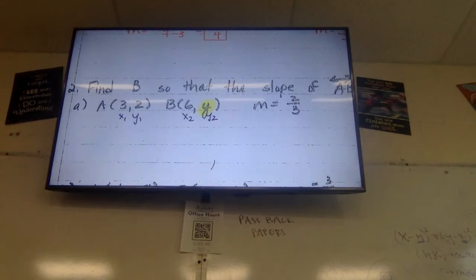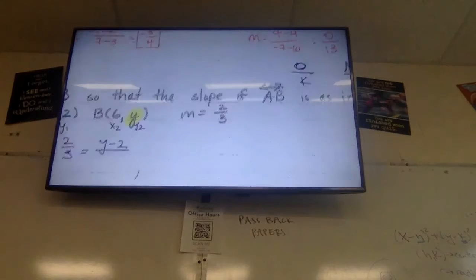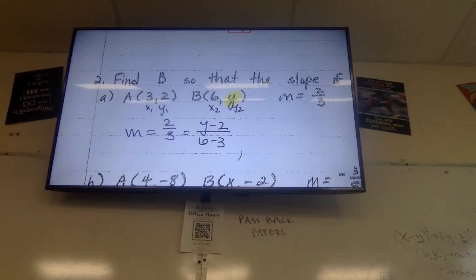Instead of saying m equals, I can say m equals 2/3, and that's the same thing as my slope equation that I'm going to write. y2 minus y1, so y minus 2, over x2 minus x1, which is 6 minus 3. Now I'm going to take this equation and solve it. One step I want to do before I do anything too crazy is just simplify. The denominator of the right side can be simplified. So I'm going to think of this as 2 over 3 equals y minus 2 over 3.